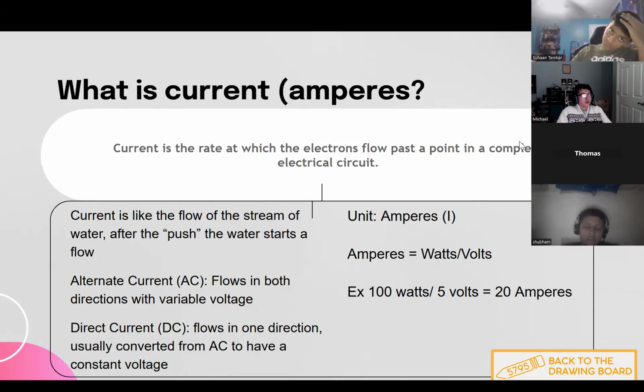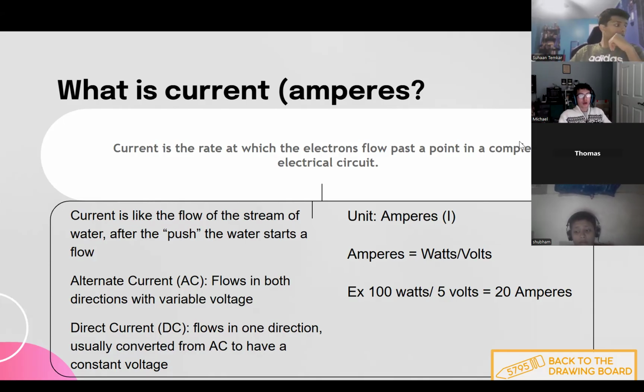So current is the flow of the water. Basically, electricity in these electrical circuits is made of these little electrons that travel through the wire. And you can think of it like water molecules. Current is the flow of those actual water molecules, or in this case, electrons, as they move through the circuit. So if you have a very small current, then you have a very small flow of electrons. If you have a big current, you have a big flow of electrons.